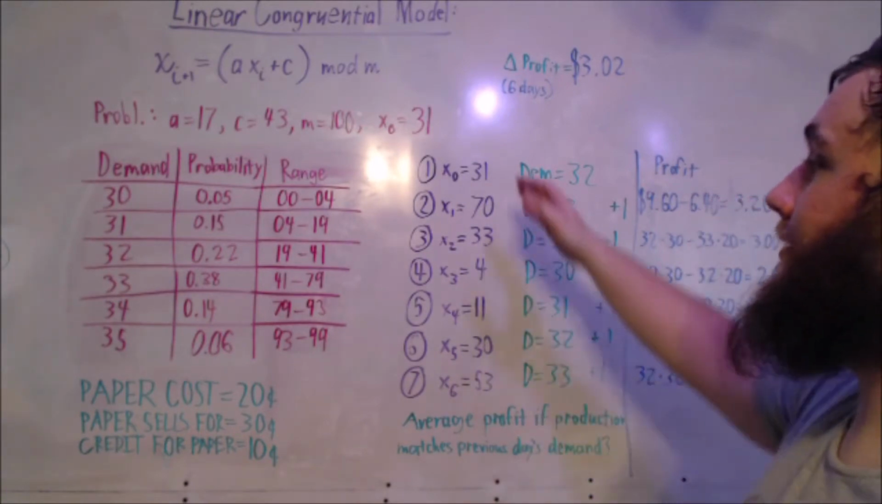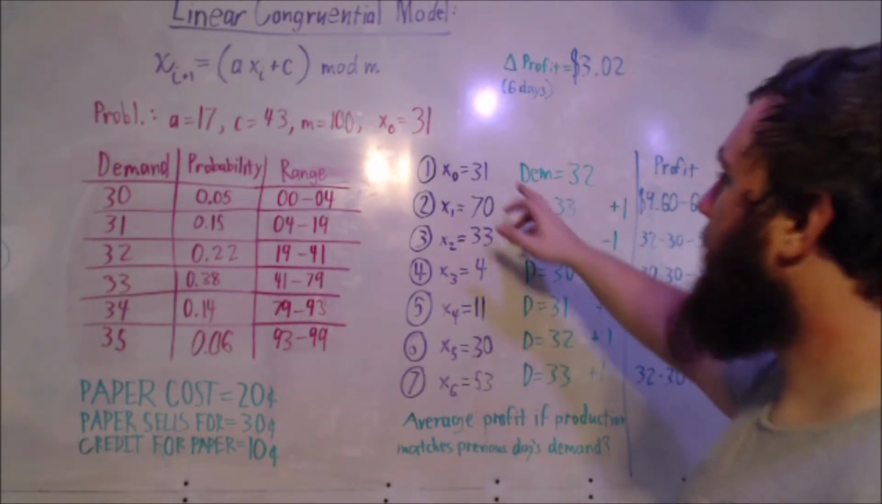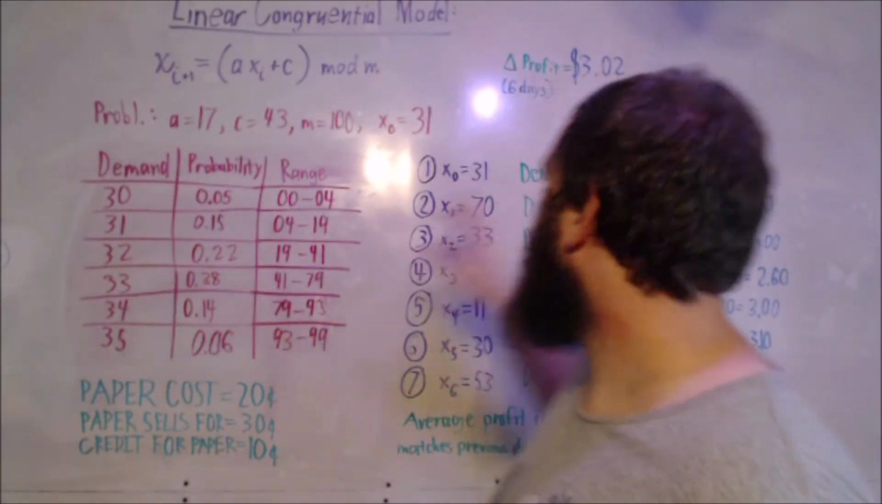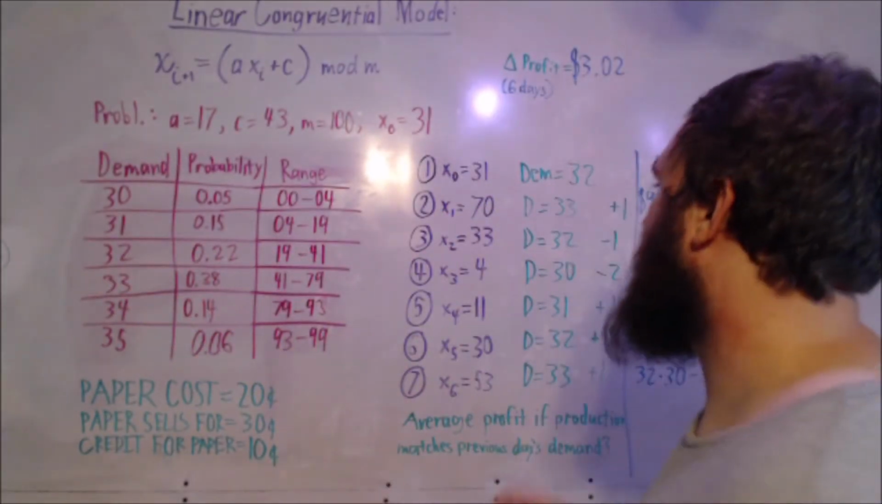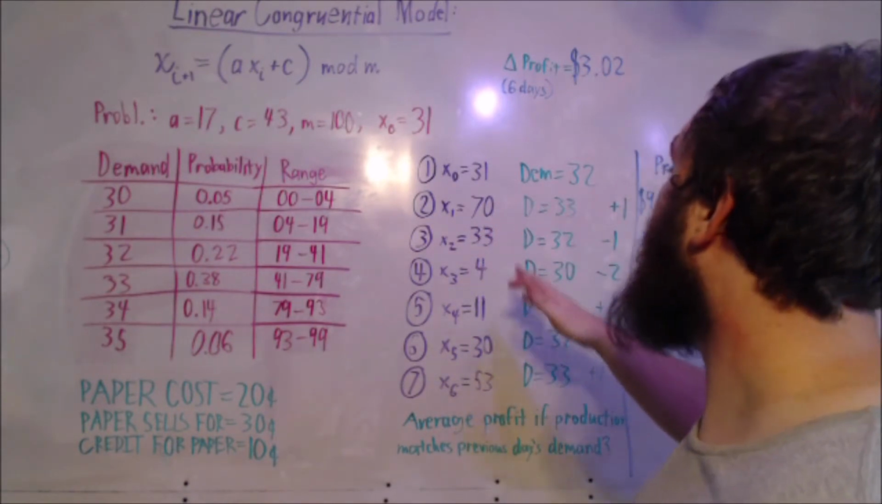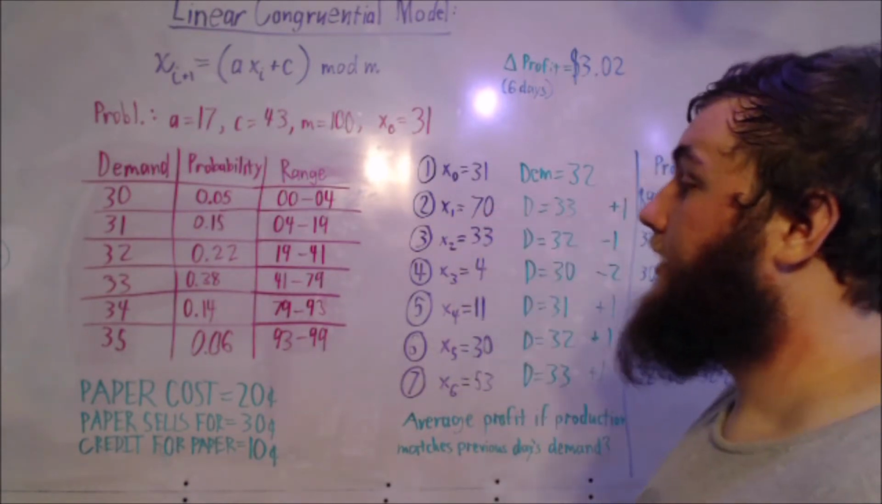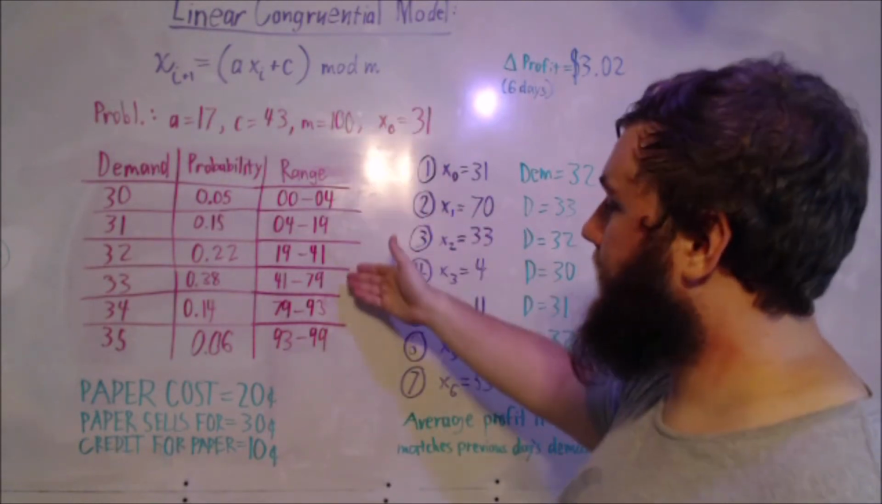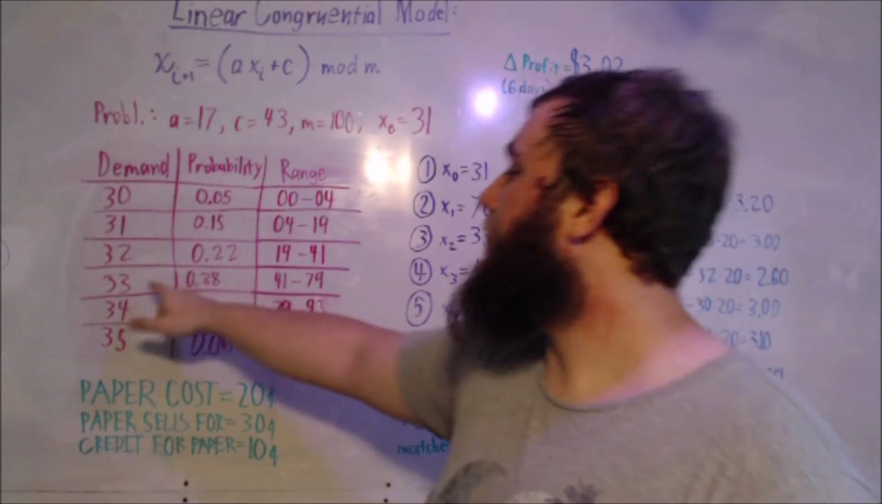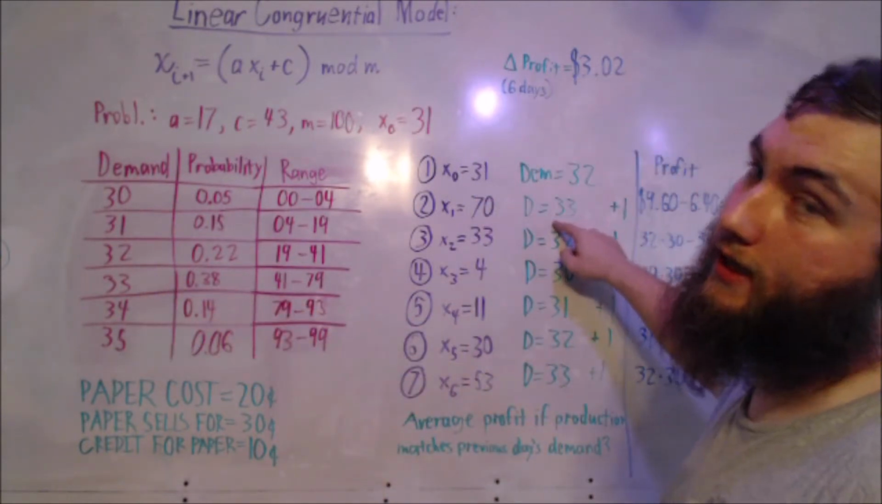So these random numbers, 31 obviously, we said you can assign that, so that's a demand of 32. Perfect, that's what they asked for. Now the first day that we want to worry about, 70 is the number we got. So where do we go? We go to our list, our range, and we say 70 falls between 41 and 79. All right, there's a demand of 33 on that day.